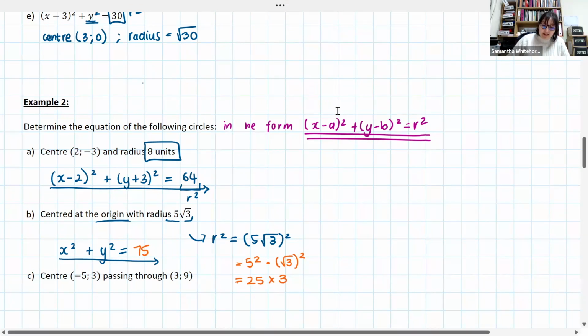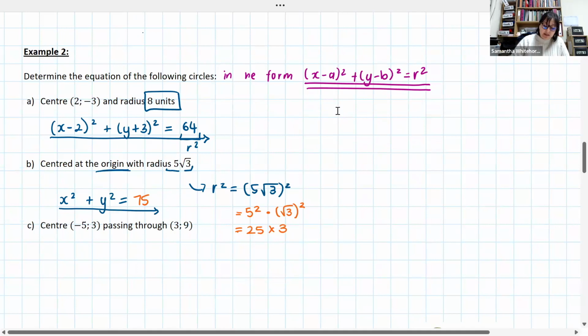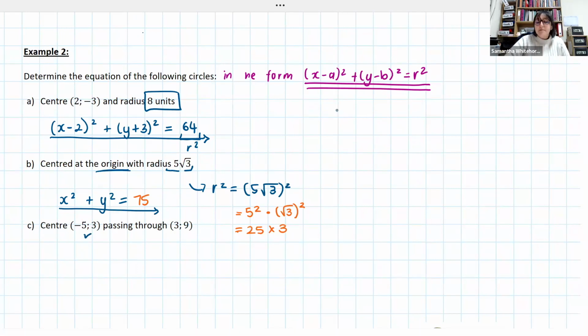Okay, now question C, a little different, because it says center at negative 5, 3, so we know what to do with that. Passing through a point. There's nothing special about this point, except for the fact that it lies on the circle's circumference. So I would start by substituting in what I know. I know it's x plus 5 squared plus y minus 3 squared is equal to r squared. I don't know what my radius is. So what am I going to do to go and work out what r squared is?